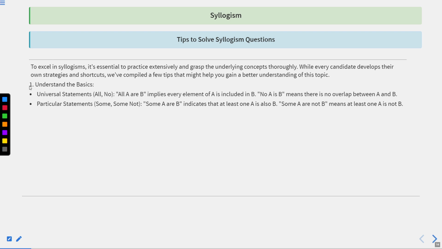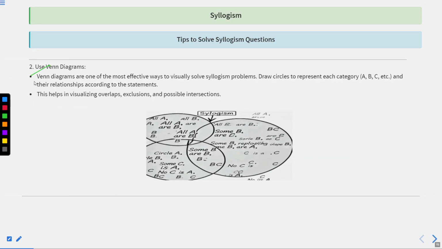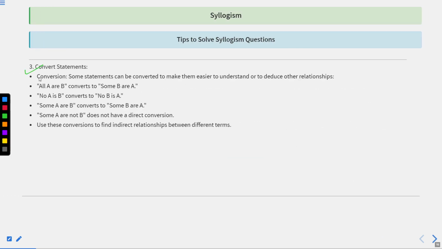Okay, so tips: remember, understand the basics, use Venn diagrams, convert statements. All A are B converts to some B are A, no A is B converts to no B is A, some A are B converts to some B are A, but some A are not B has no direct conversion. Some A are not B, you cannot say that some B are not A. Use this conversion to find the indirect relationship.